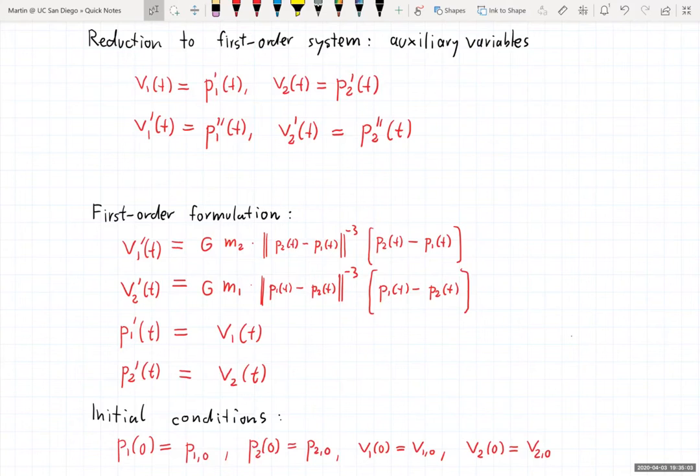So let's just recap. We've got v1 of t equal p1 prime of t, and v2 of t is equal p2 prime of t. And if we take these two equations and take the derivative on each side, then we also see that the derivative of v1 of t is the same as the second derivative of p1 of t, the acceleration of the first particle, and v2 prime of t is equal p2 double prime of t, the acceleration of the second particle. So putting that all together, we get the following first-order formulation for the two-body problem.